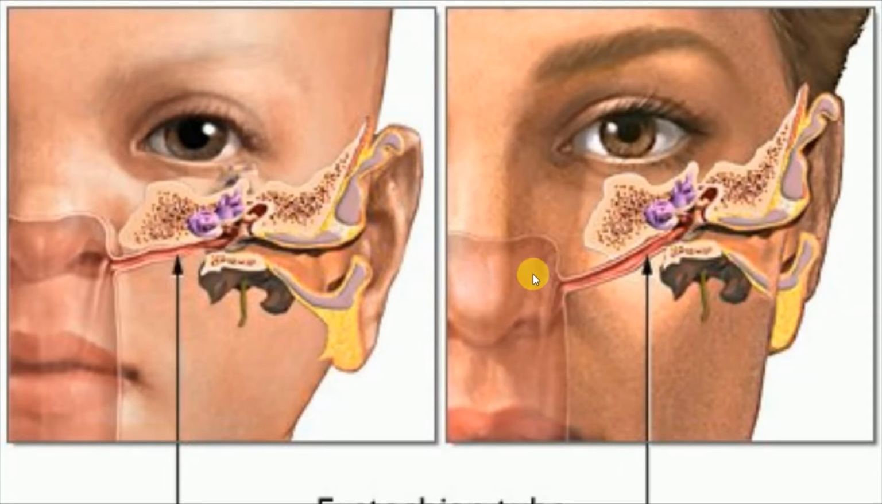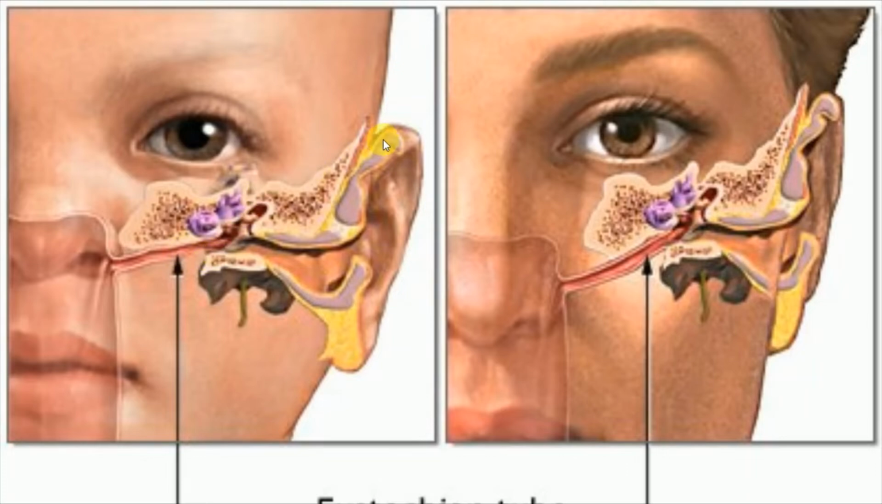Now here we have two diagrams. This is of an adult, this is of a child. As you can see in between these two, in a child, the tube is rather small and more horizontal. This anatomical structure makes children more susceptible to ear infections.